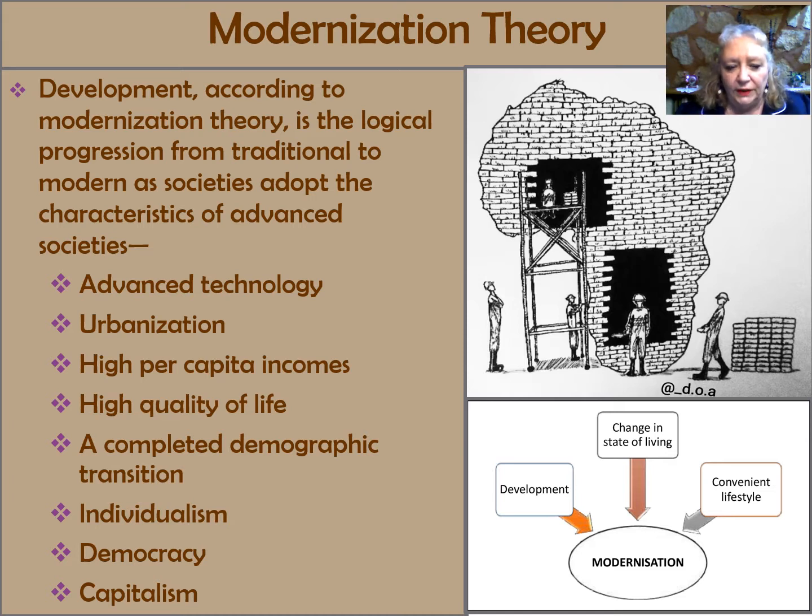of a modern society. That would be things like advanced technology, urbanization, very high per capita incomes, a high quality of life, completed demographic transition, meaning that at some point your birth rate and your death rate are going to equal out, and individualism, the idea that the individual means more than just the state, democracy, and capitalism. Those two are always with it.